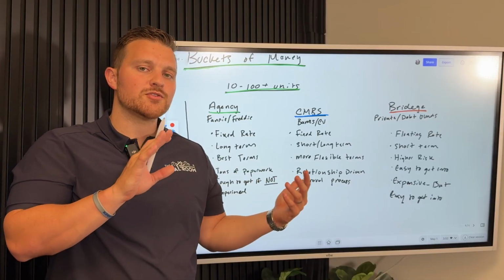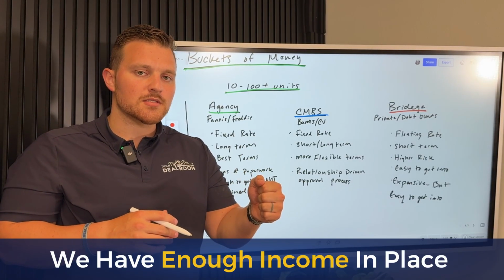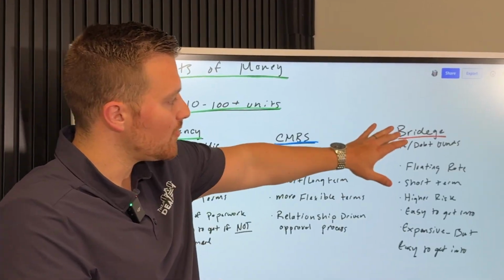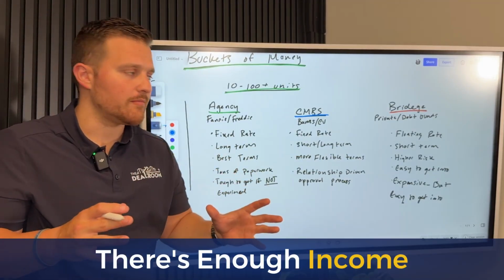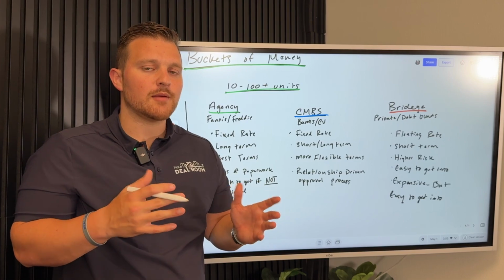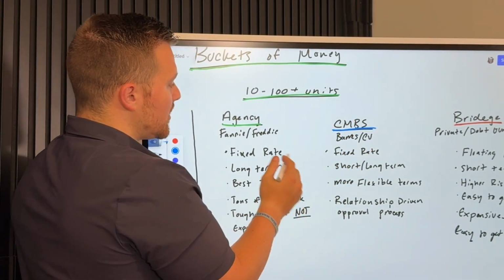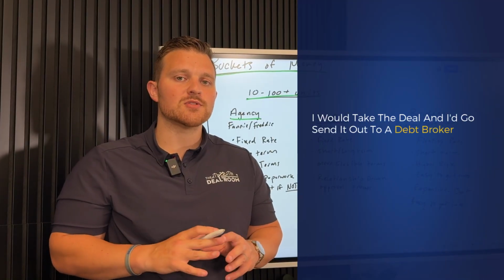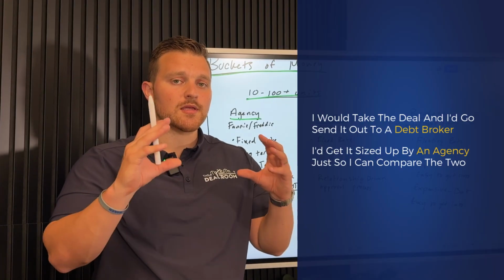So bringing it back over to the financing side, in that scenario where we have enough income in place to qualify for a fixed rate loan, I don't need to take on as much risk because there's enough income. So I don't even want to take bridge into this consideration right now. Now it's a question of which lender am I going to get the best terms from? Is it going to be from a bank? Or is it going to be from the agency? So at this point, I would take the deal and send it out to a debt broker and get it sized up by an agency just so I can compare the two.